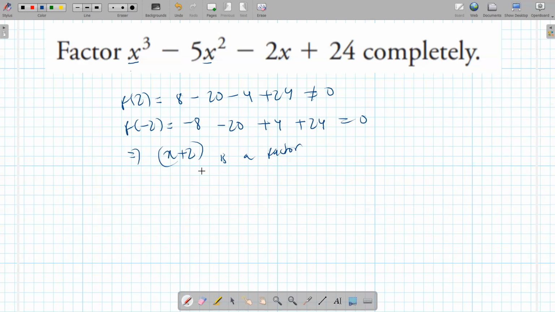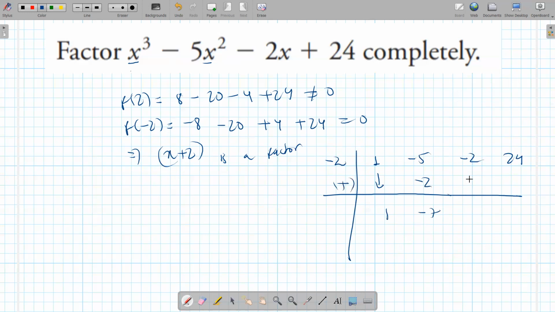Again, we're going to use synthetic division. What's our k value? -2. Anything missing here? Nothing missing. So the coefficients are 1, -5, -2, 24. This drops down, -2, -7. Again, you add in synthetic, you subtract in long division. +14, -12. Actually, did I mess something up here? This should have been a 0.